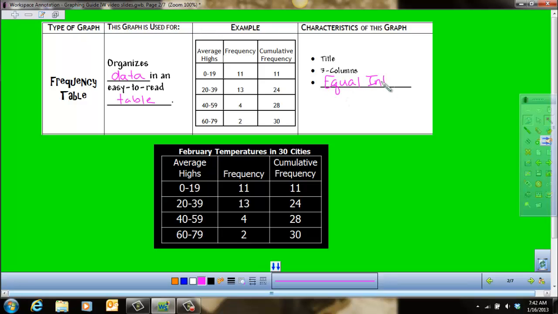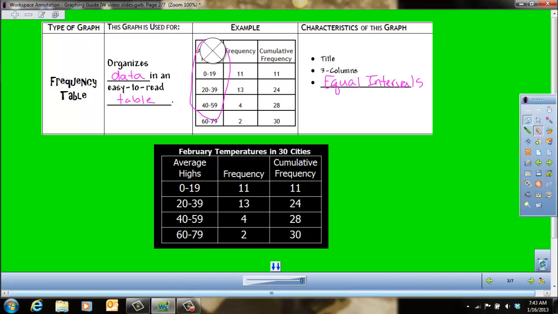intervals. And what I mean by equal intervals is when you look at this graph, it's about average highs, and it goes from 0 to 19. So if we're going to go up by 19, the next one has to go up by 19. So 20 to 39. 40 to 59. You can't go from 0 to 19 and then go from 20 to 100. That wouldn't work. You want to have equal intervals.